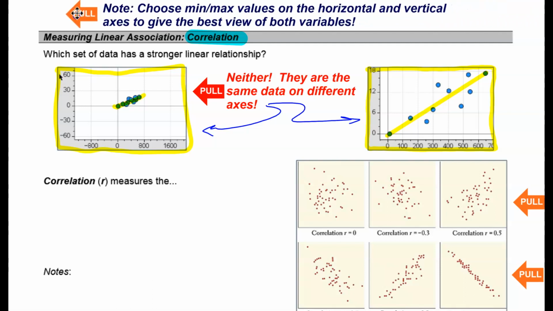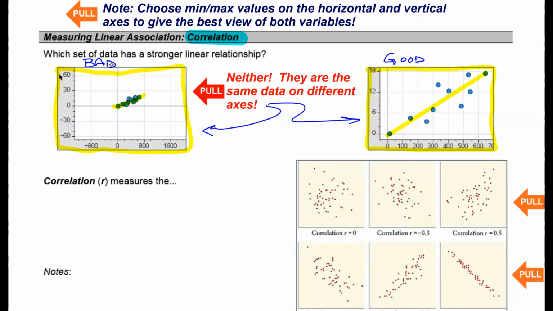Choose min-max values on the horizontal and vertical axis to give you the best view of both variables. So the graph on the right I would consider to be much better. This is a good graph because I can see the relationship between the two variables clearly. I go from a minimum value to a maximum value on the horizontal axis, and then a minimum value and a maximum value on the vertical axis. This one over here is just plain bad. Don't do this. Make sure you choose your axes accordingly so that you get the best picture of the data.